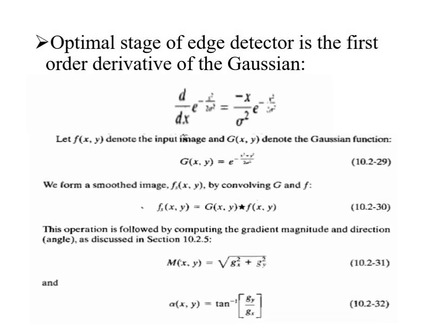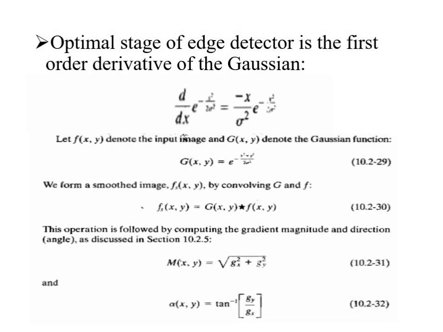Generalizing this result to 2D involves recognizing that the 1D approach still applies in the direction of the edge normal. Because the direction of the normal is unknown beforehand, this would require applying the 1D edge detector in all possible directions. This task can be approximated by first smoothing the image with a circular 2D Gaussian function, computing the gradient of the result, and then using the gradient magnitude and direction to estimate the edge strength and direction at every point. Let f of x comma y denote the input image and g of x comma y denote the Gaussian function, that is, g of x comma y is equal to e raised to minus (x square plus y square) upon 2 sigma square.